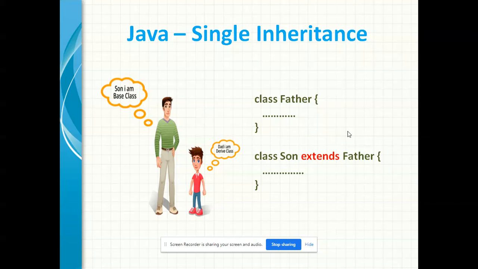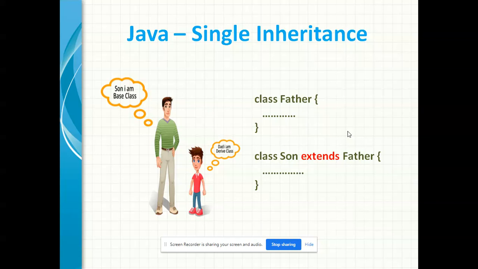By using inheritance, a class can get properties or functionality from an existing class. Let me assume that I have an existing class, and it has some properties. Now I am going to create a new class. In the new class also, I need the same functionality which exists in my existing class.